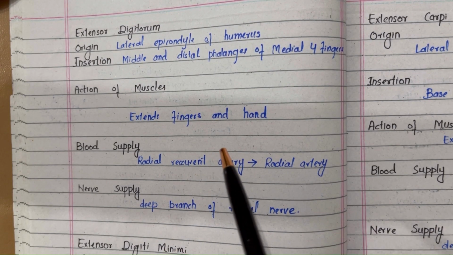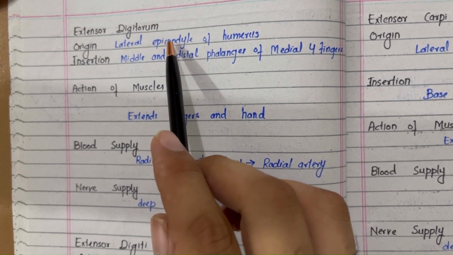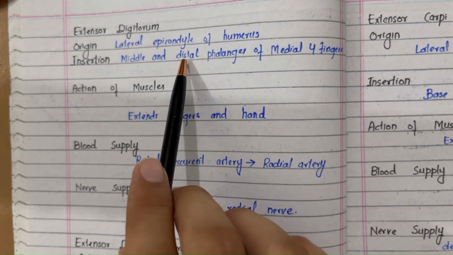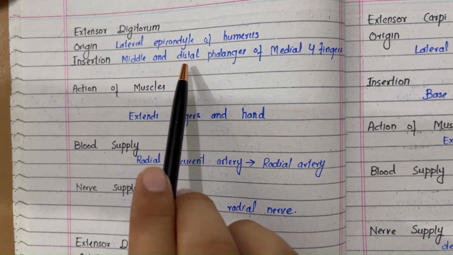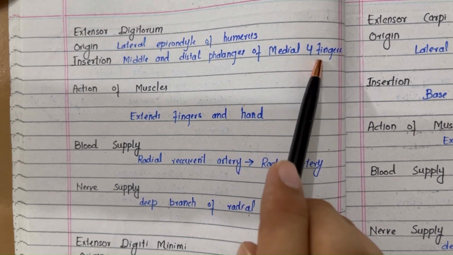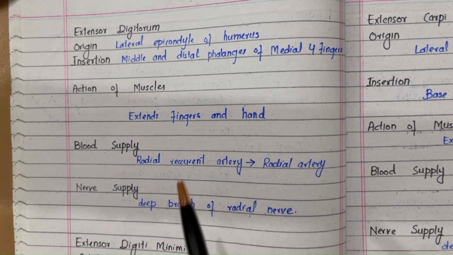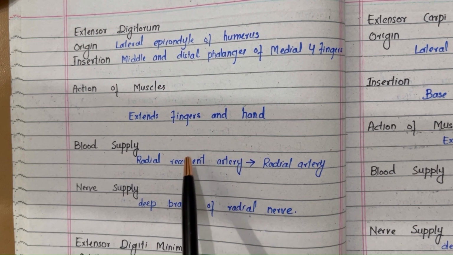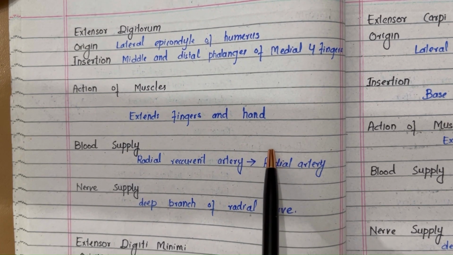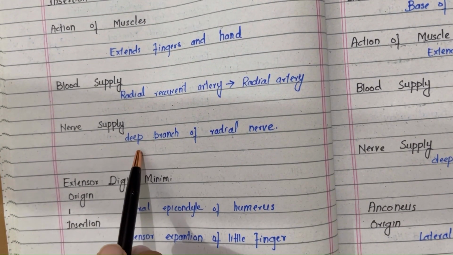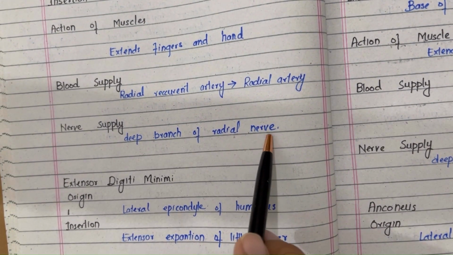Now students, as we have discussed the anatomy of the extensor digitorum muscle, here we will overview this muscle. It originates from the lateral epicondyle of the humerus bone and inserts into the middle and the distal phalanges of the medial four fingers. It plays an important role in the extension of the fingers and hand. It is supplied by the radial recurrent artery. The radial recurrent artery is the branch of the radial artery. The extensor digitorum muscle is innervated by the deep branch of the radial nerve.